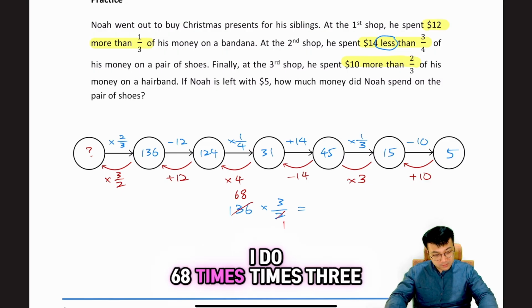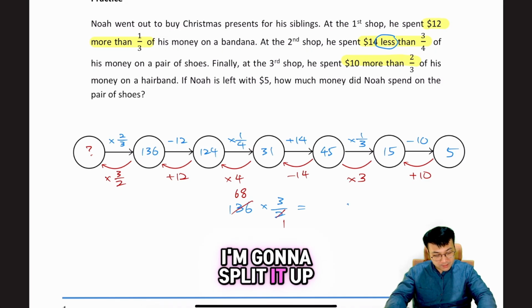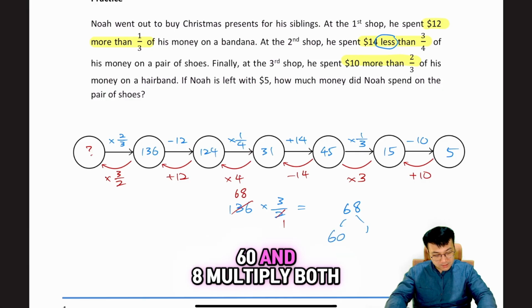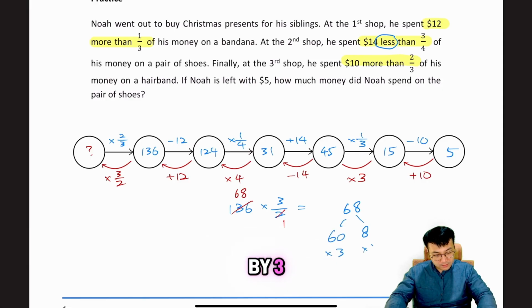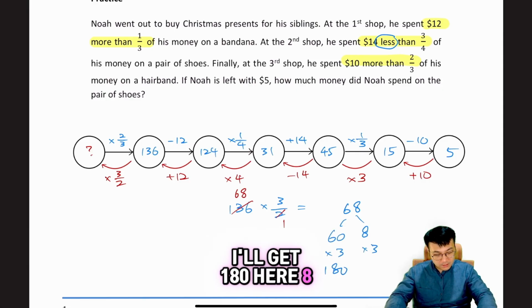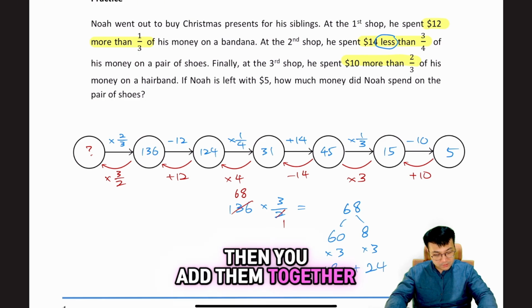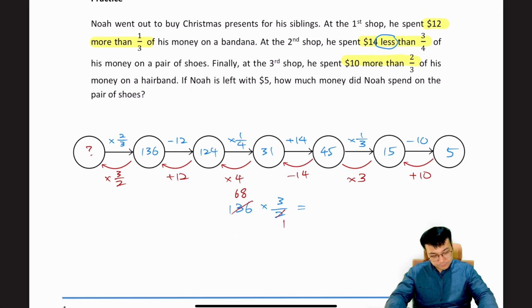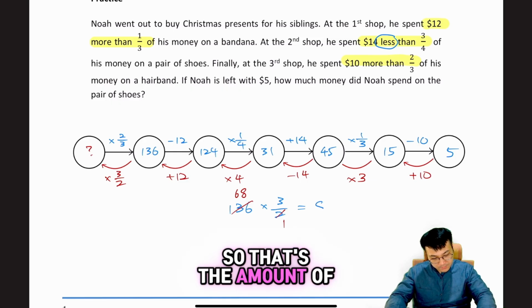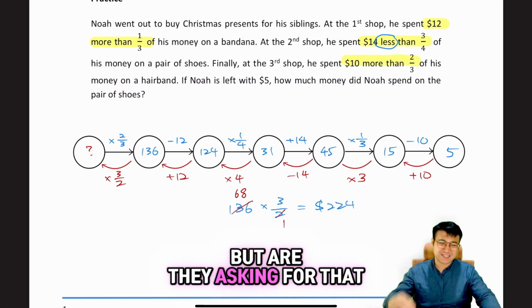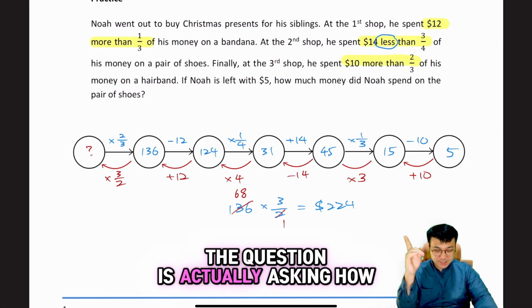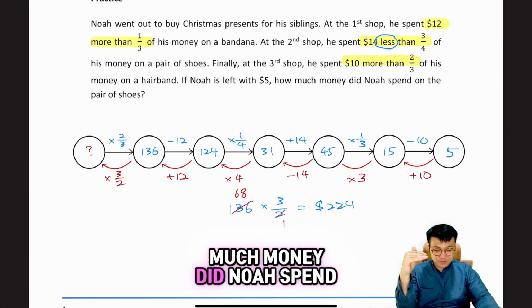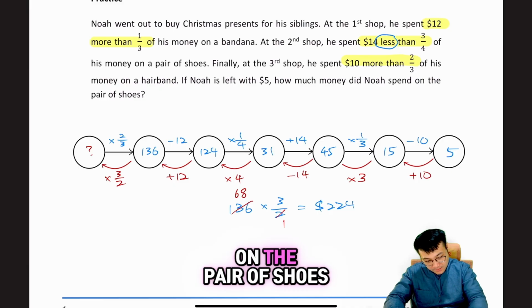How do I do 68 times 3 mentally? I'm going to split it up. 60 and 8. Multiply both by 3. I'll get 180 here. 8 times 3 is 24. Then you add them together, 224. Okay? So that's the amount of money I started with. But are they asking for that? The question is actually asking, how much money did Noah spend on the pair of shoes?